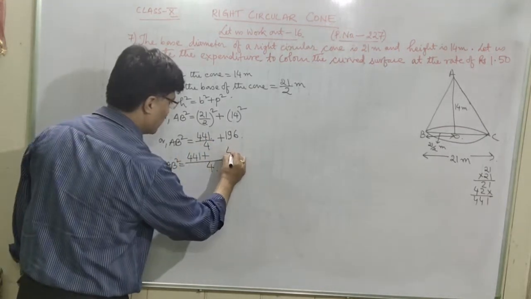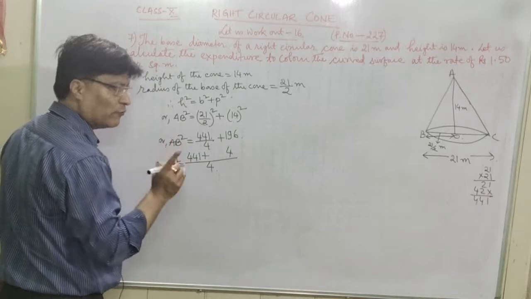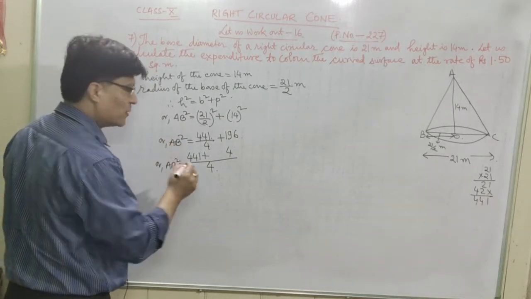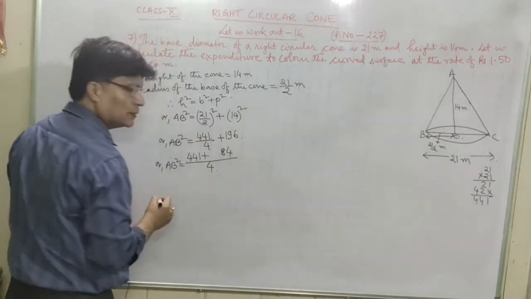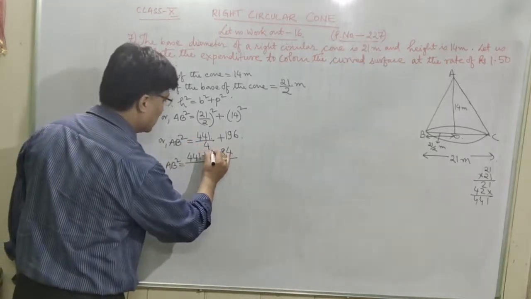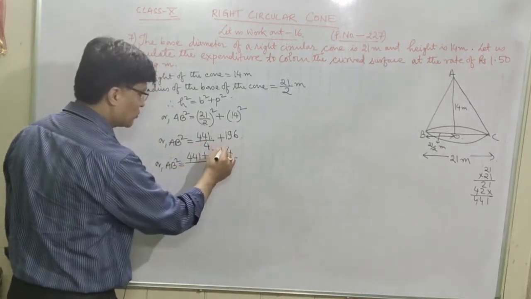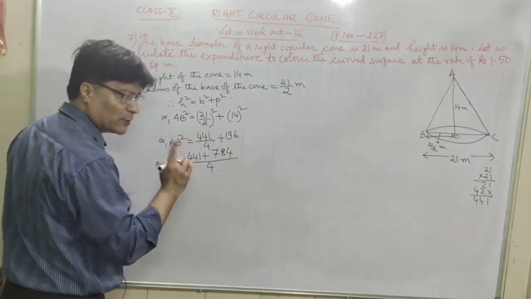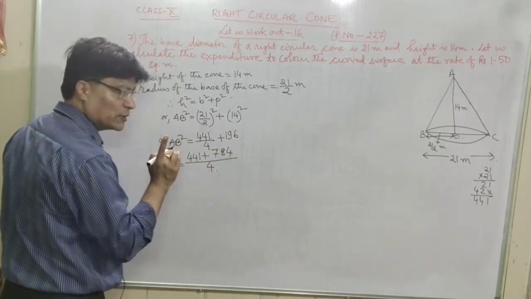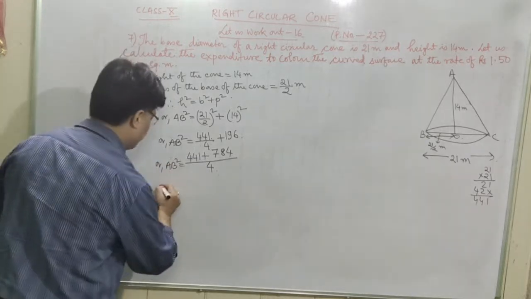4, 6 are 24, 4, 2. 4, 9 are 36 plus 2 is 38. Then 3. 4 1s are 4 plus 3 is 7, right? 4, 6 are 24, 4, 2. 4, 9s are 36 plus 2 is 38. 3, 4 1s are 4 plus 3 is 7.